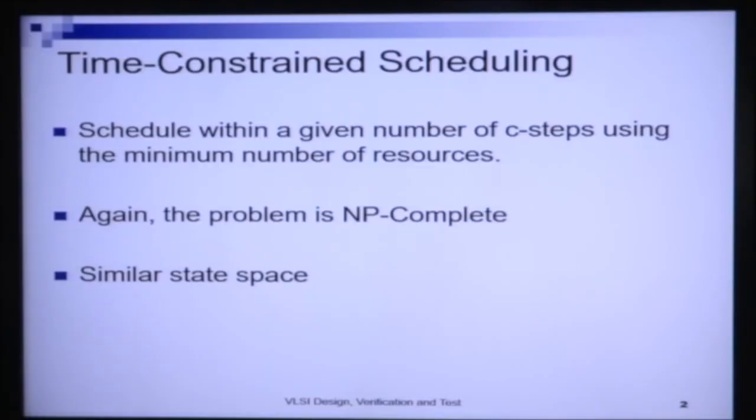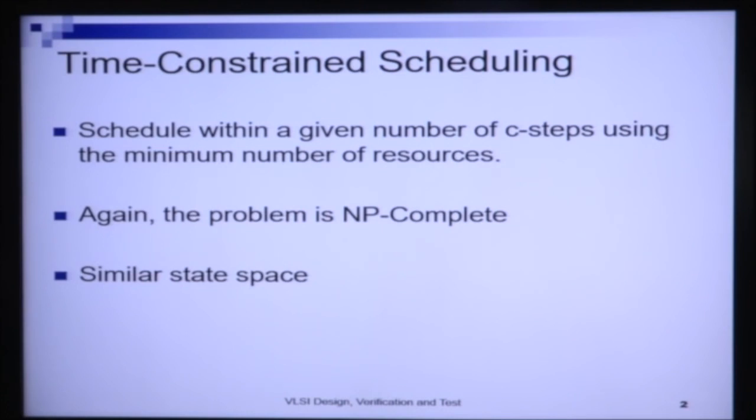In today's lecture, we will look at time constraint scheduling. Time constraint scheduling is the problem of allocating C steps to operations using a minimum number of resources given a latency constraint. We will be given that we must complete the scheduling within a given number of C steps, and with that upper bound on the number of C steps, I must try to minimize the amount of resources that I will use.